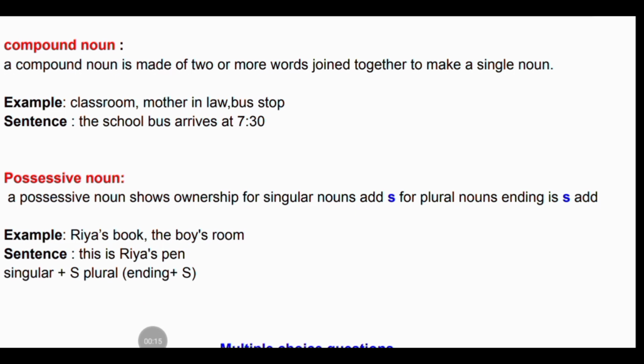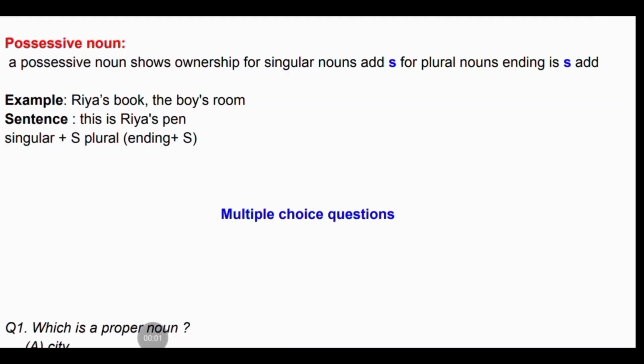Possessive noun. A possessive noun shows ownership. For singular nouns, add apostrophe s. For plural nouns ending in s, add an apostrophe. Example: Riyaj's pen, the boys' room. Sentence: This is Riyaj's pen. Singular plus apostrophe s, plural ending in s plus apostrophe.